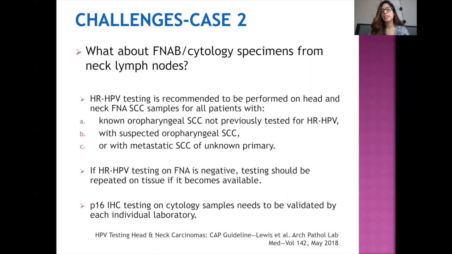blocks. So typically, the recommendation is that in a cytology specimen, instead of doing P16 immunohistochemistry, especially if the lab hasn't validated it, it's better to do a high-risk HPV test directly. So again, ISH or PCR or any other method to directly test for HPV.